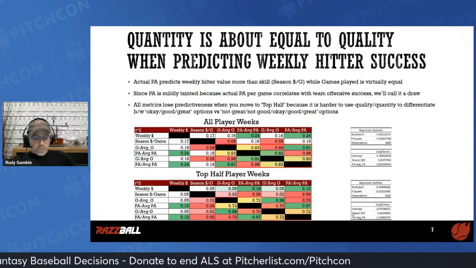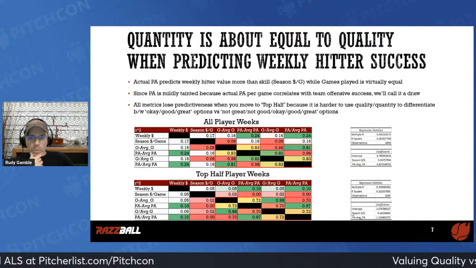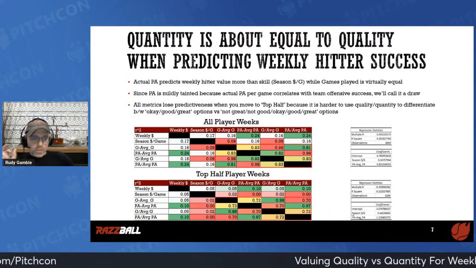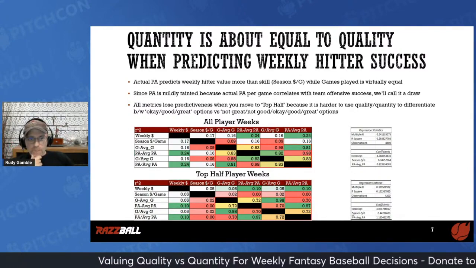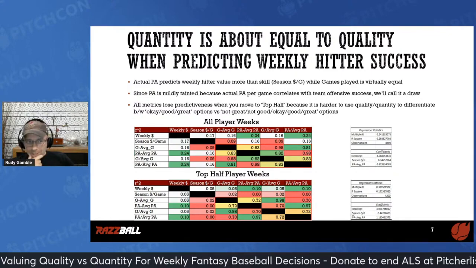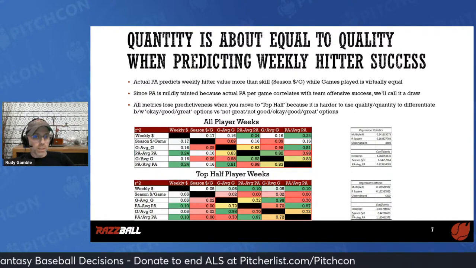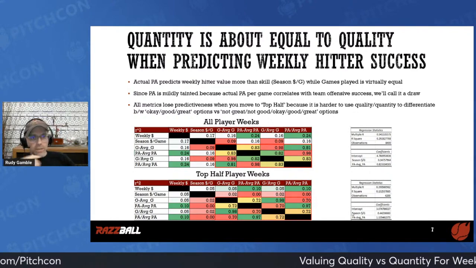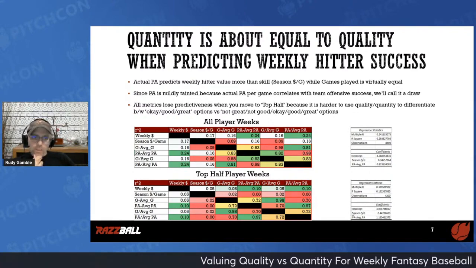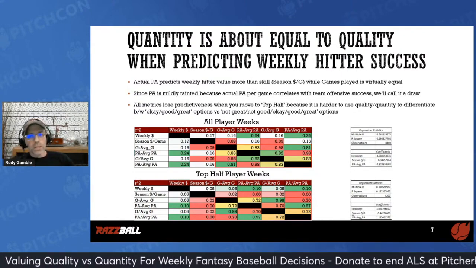So the first actually useful thing is that quantity is about equal to quality when predicting weekly hitter success. So I'm going to start with the data up top before getting into those correlations. But what it's saying is that actual plate appearances predict weekly hitter value more than skill defined by season dollar per game, while games is about equal to the skill stat. But since plate appearances is mildly tainted because of how plate appearances correlate with team offensive success, we're going to call this one a draw.